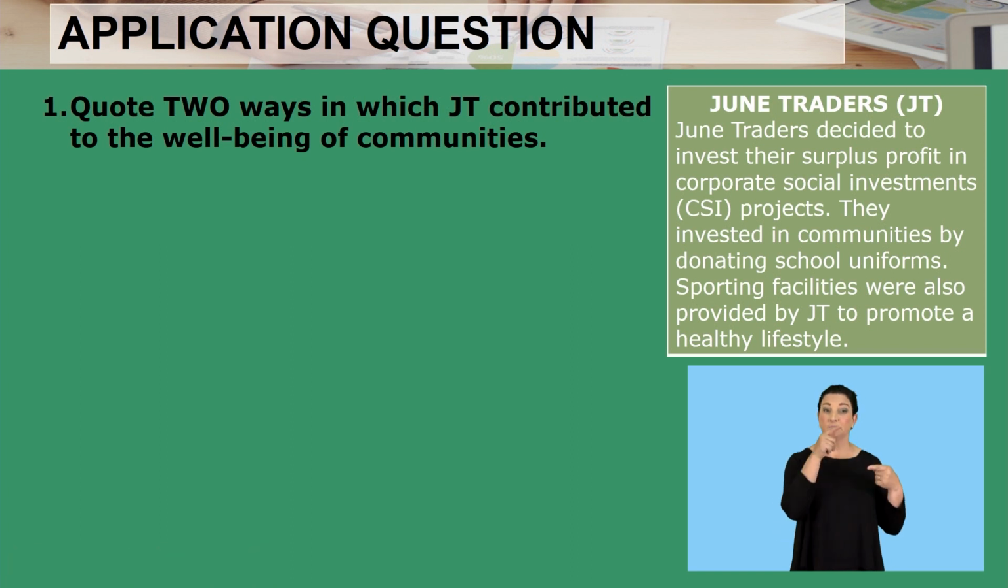The first one says, quote two ways in which June Traders contributed to the well-being of their community. Now, the two ways are, one, can this be the answer? June Traders decided to invest their surplus profit in corporate social investment projects? No, there's no answer there. This is just informing you that the business decided to invest, but we need practical ways to say how did they invest? They invested in the community by donating school uniforms. That is the first way. That's the first sentence you quote over there.